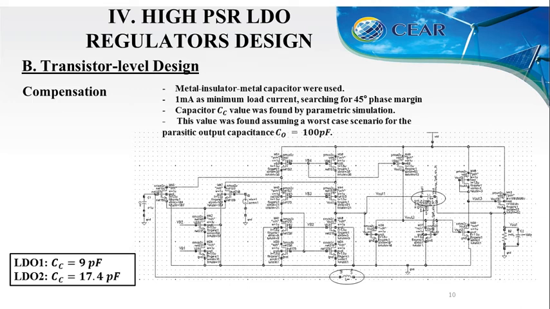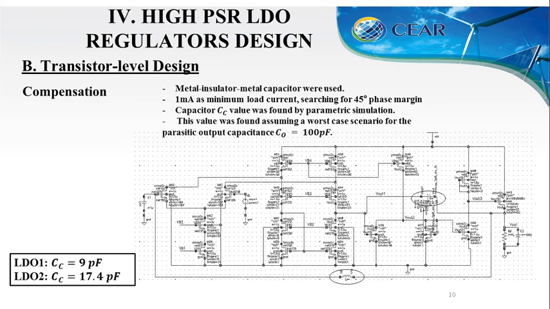In an LDO, error amplifiers using two stages present a problem known as the high Q problem, which limits the minimal load current. Therefore, we use a 1 mA minimal load current, searching for a 45 degrees phase margin. The capacitor CC was found by parametric simulation, as we can see in this figure.